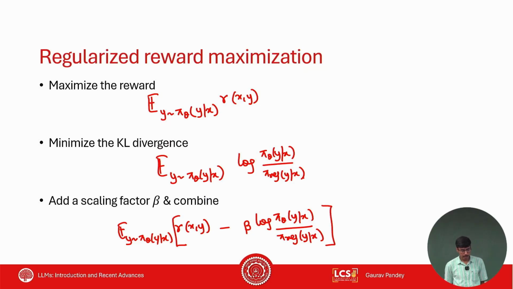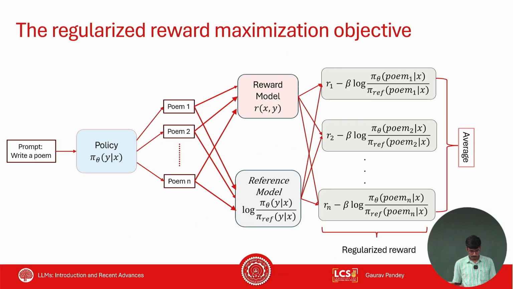And you get the combined objective. So this is how the combined objective will look. You will have a policy that you want to train, sample a bunch of outputs, and each of the outputs you will send to the reward model, and each of the outputs you will send to the reference model to get this log probability ratio. And the difference between the reward and the log probability ratio is scaled by beta.